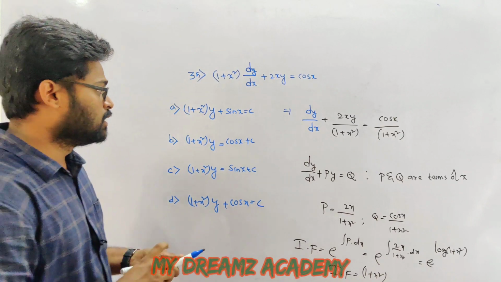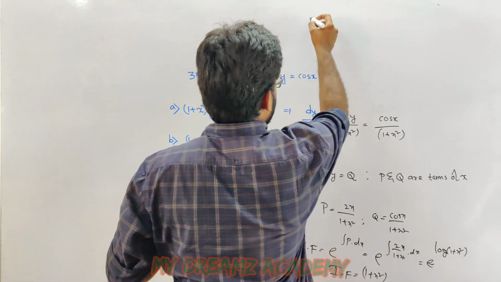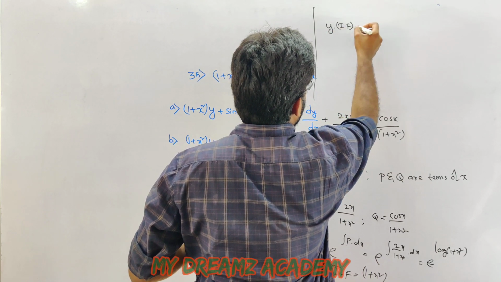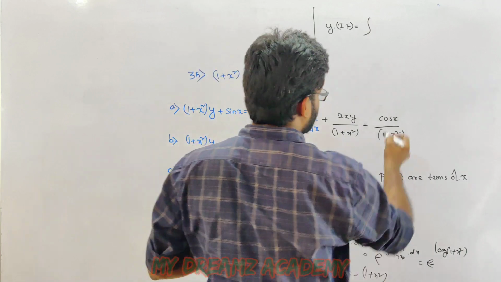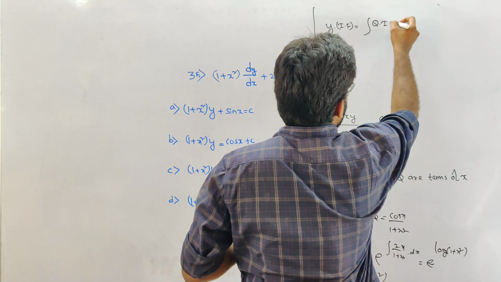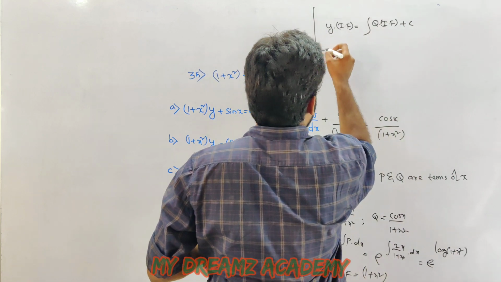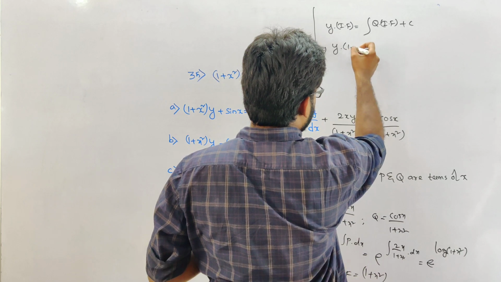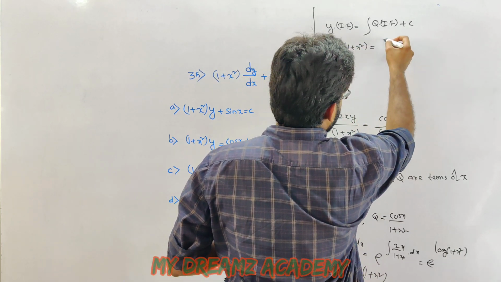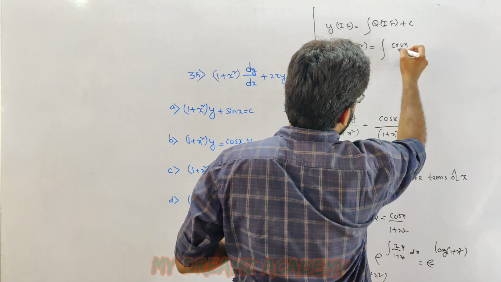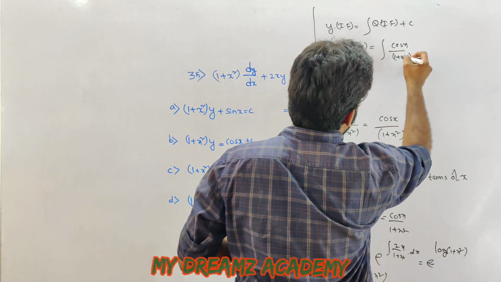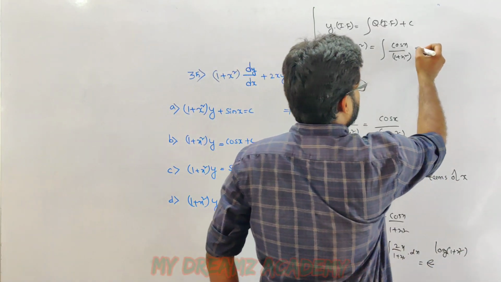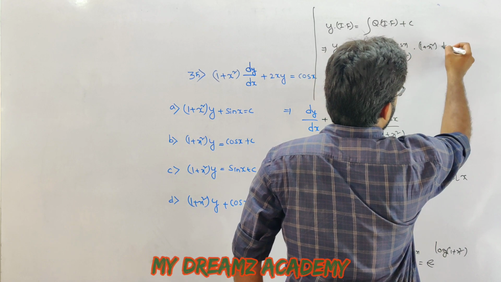Now we need to write the solution. What is the solution? The solution consists of y into integrating factor, which is equal to integration of q into integrating factor plus c. The integrating factor is 1 plus x square, so y into 1 plus x square is equal to integration of q, that is cos x divided by 1 plus x square, into integrating factor. What is the integrating factor? The integrating factor is 1 plus x square. Multiply with 1 plus x square into dx plus c.